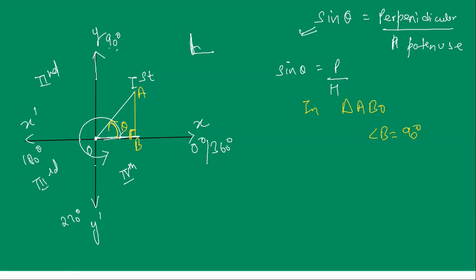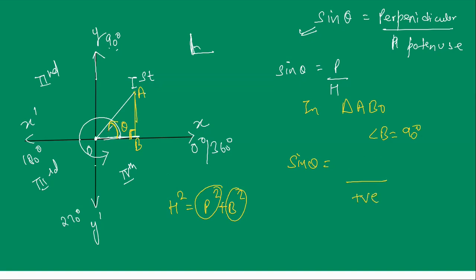As per angle theta, I am talking about sine theta, which is perpendicular over hypotenuse. Hypotenuse is always positive. Why? Because we know that hypotenuse square is equal to perpendicular square plus base square. So you are getting the squares of the two sides and adding them, which means you are getting a positive value only. So hypotenuse is always positive. What about the perpendicular?